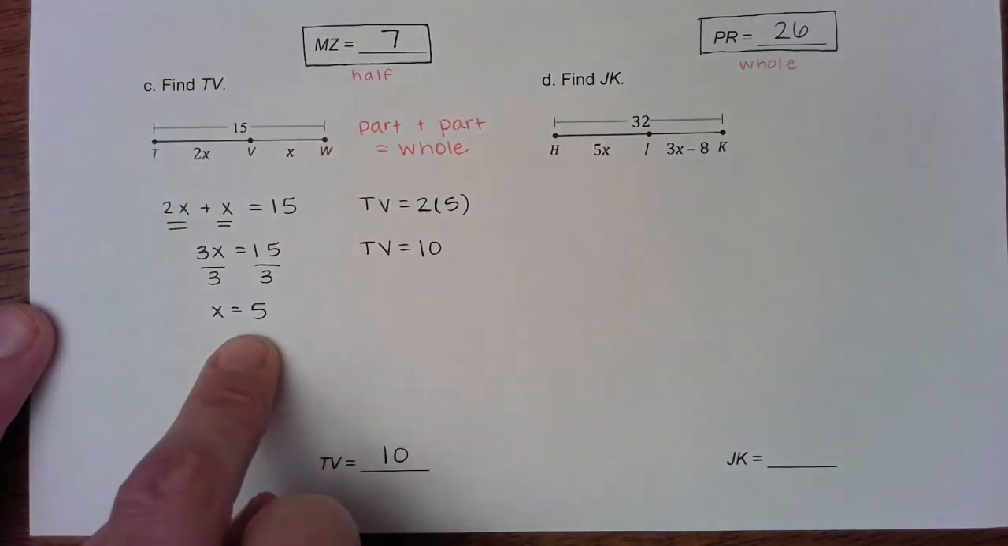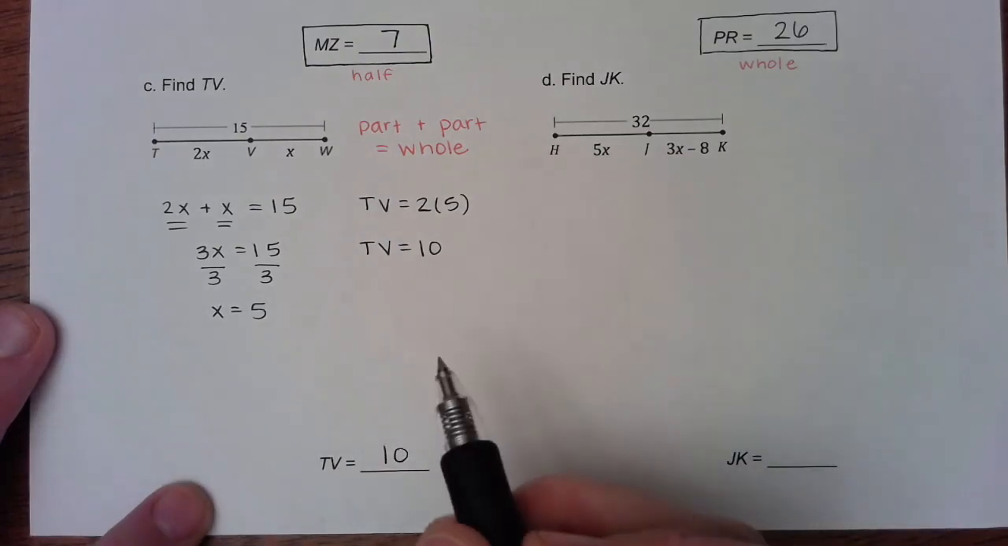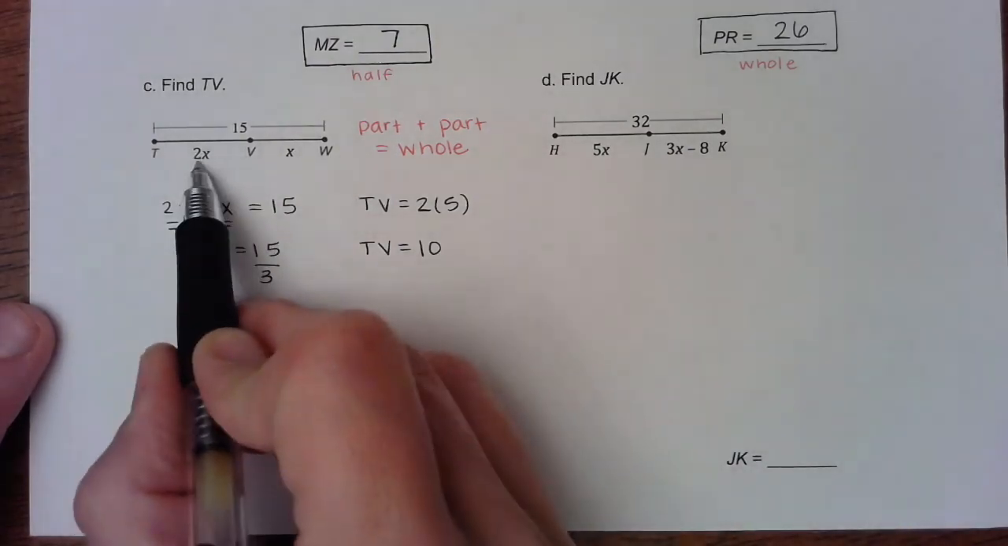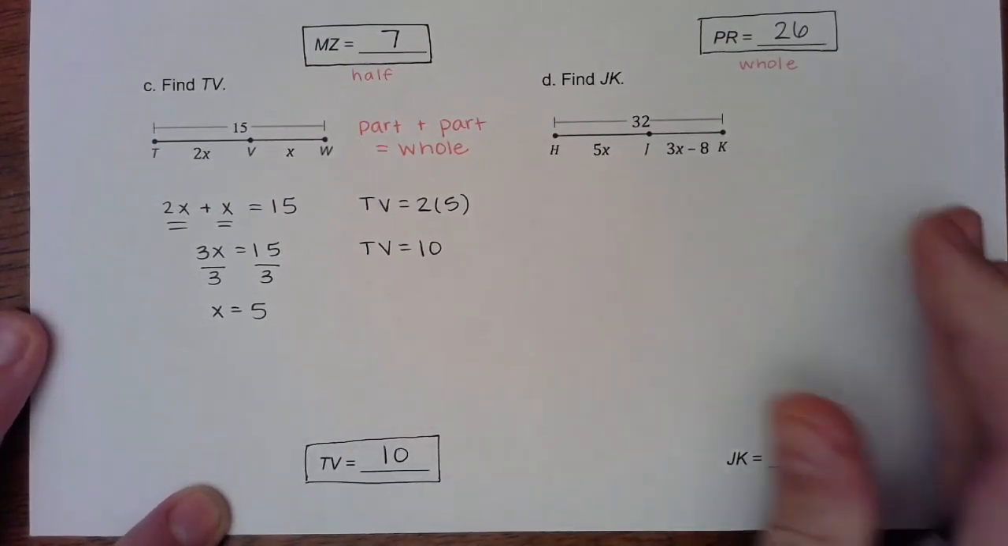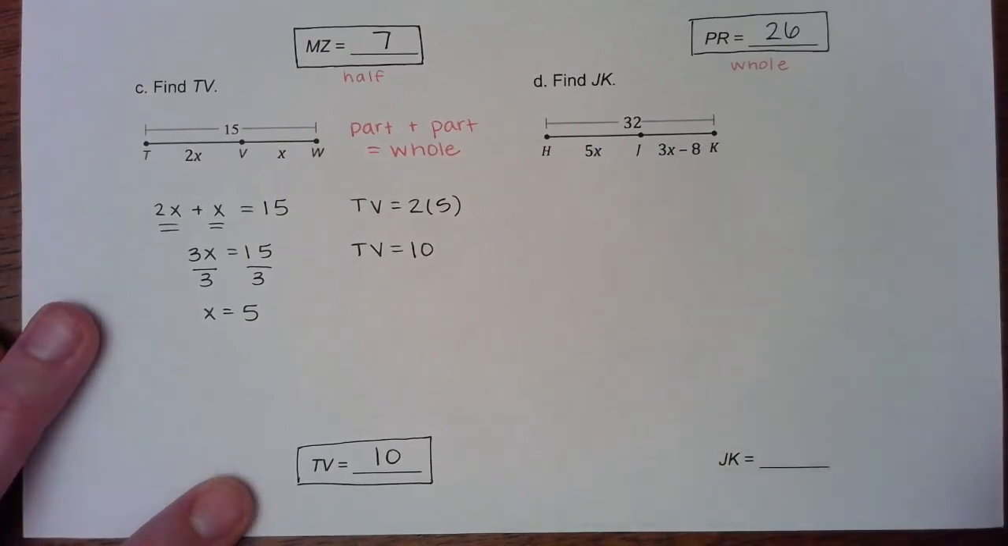I solve for x, and then on this one they want me to find the length from T to V, so I would plug it into this one. 2 times 5 would give me 10. The segment addition postulate does not say that the 2 pieces are equal, it says that the 2 pieces add up to equal the whole thing.